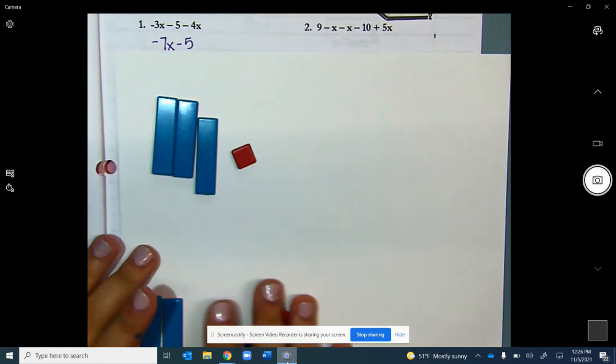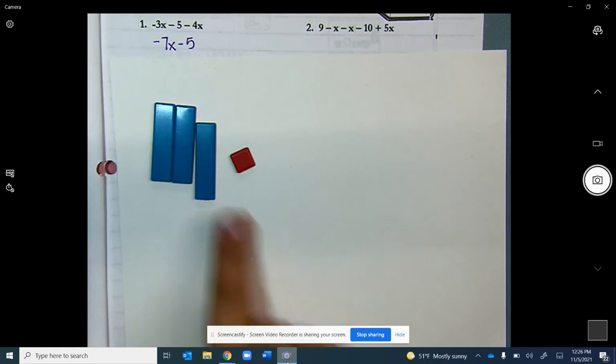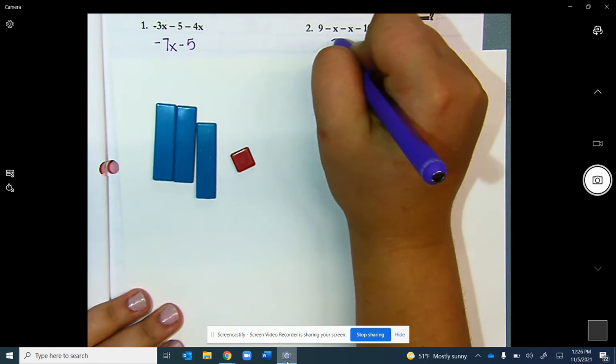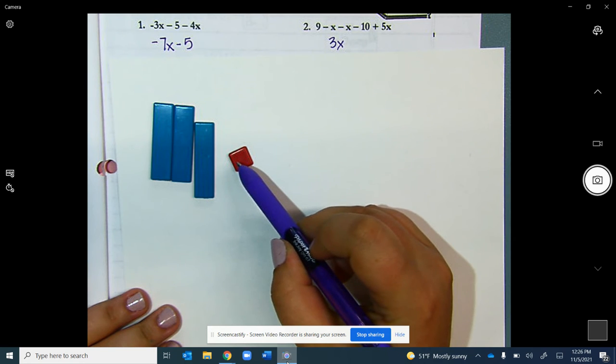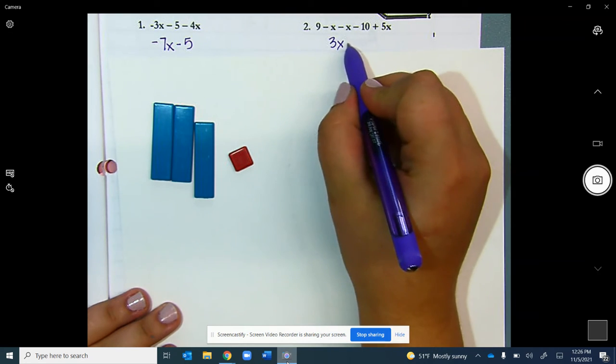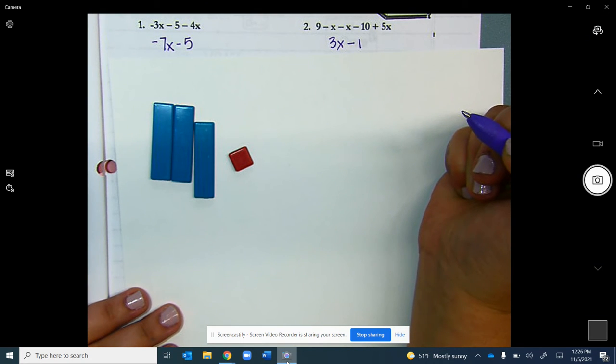Okay, so all of this went away. And what am I left with? Well, I have 3 positive x's and I have 1 negative 1 tile. So I can write plus negative 1, or we can just write minus 1. They both mean the same thing.